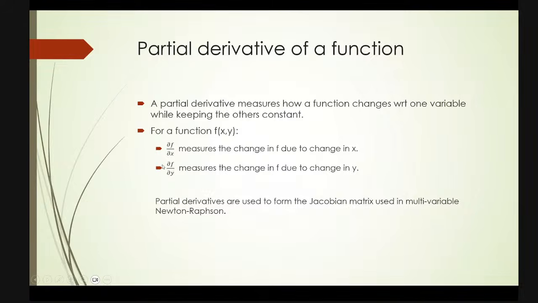Similarly, ∂f/∂y represents the partial derivative of the function f with respect to the variable y. That is, it measures the change in the value of the function f due to the change in the variable y. These partial derivatives are very important in the construction of the Jacobian matrix, which we will use in the multivariable Newton-Raphson method.